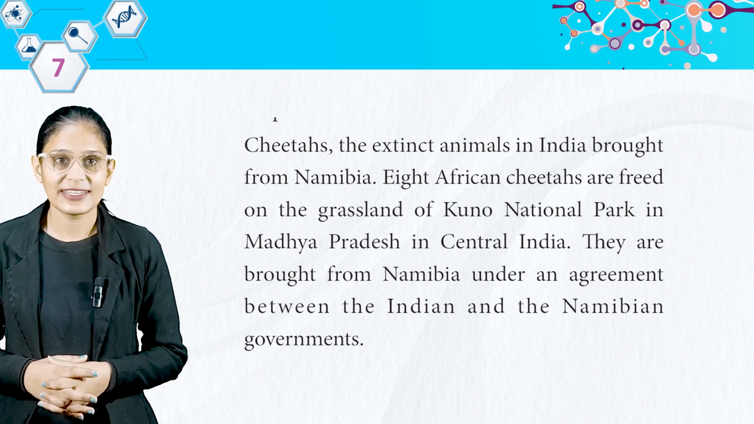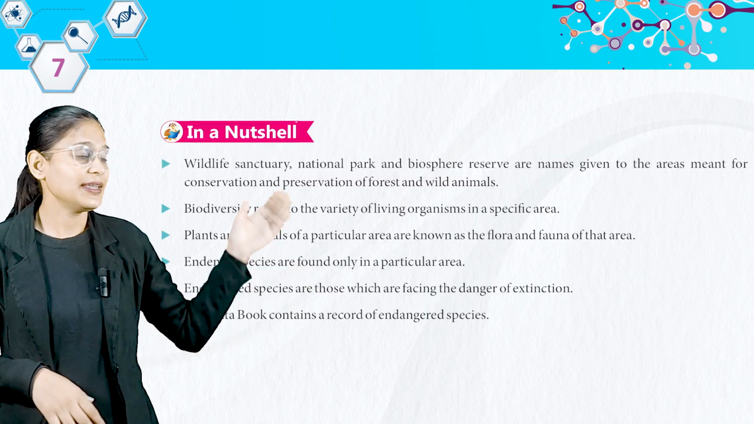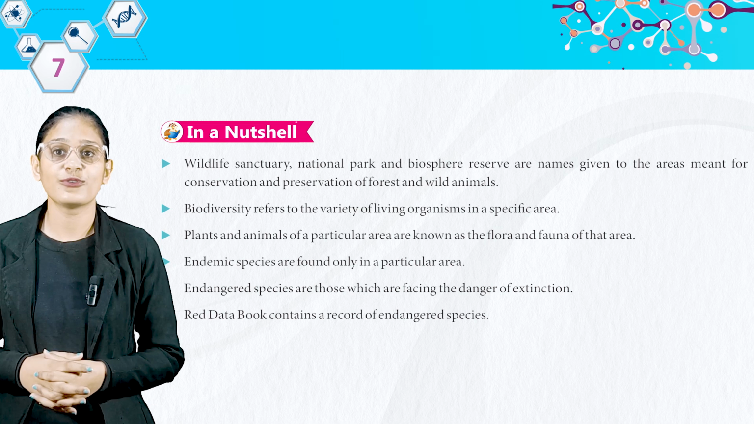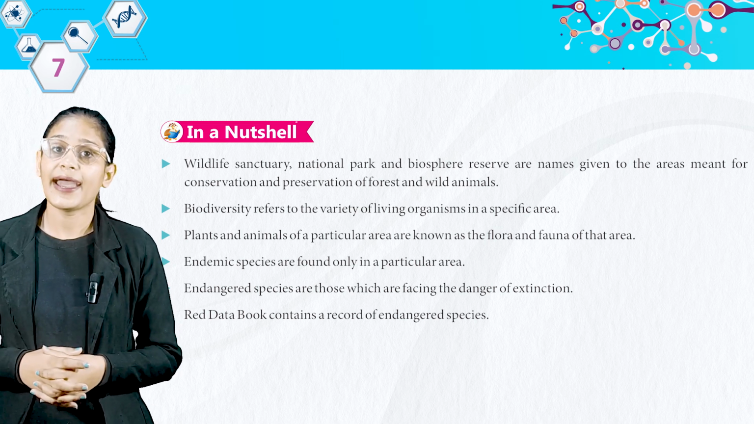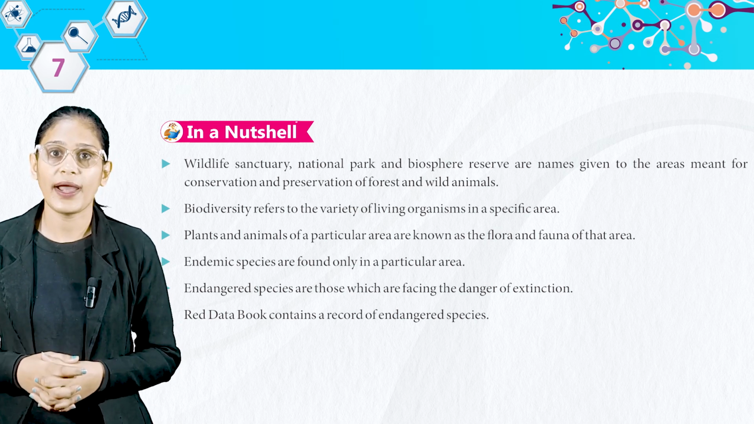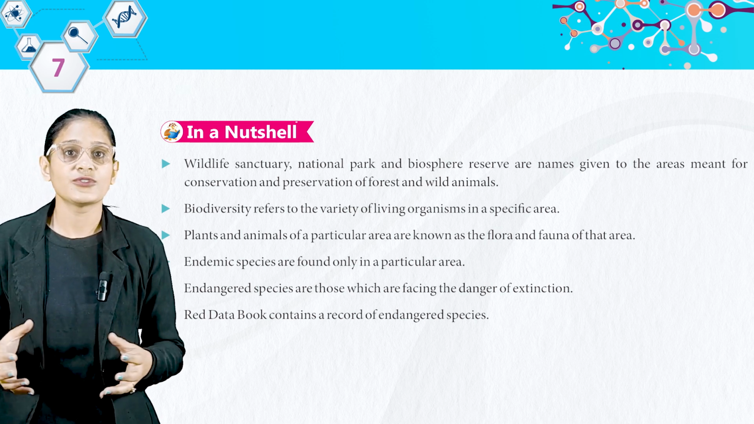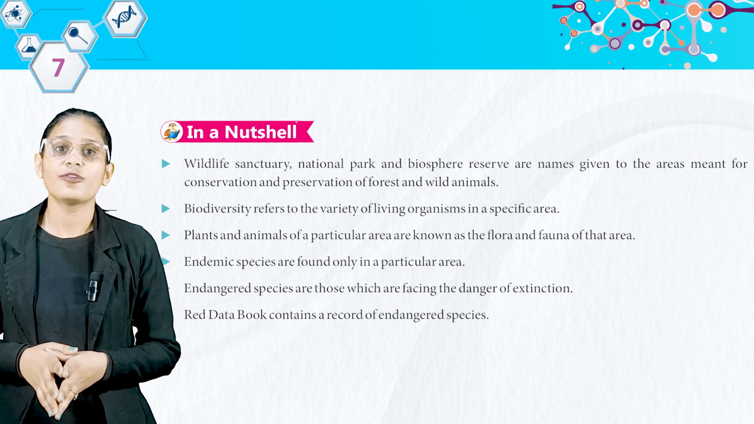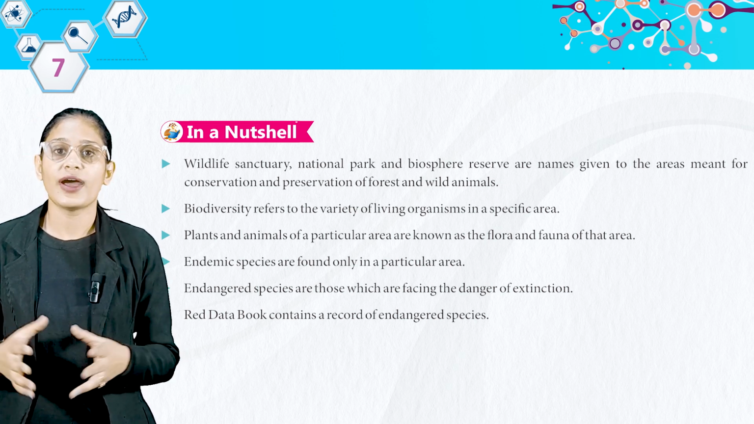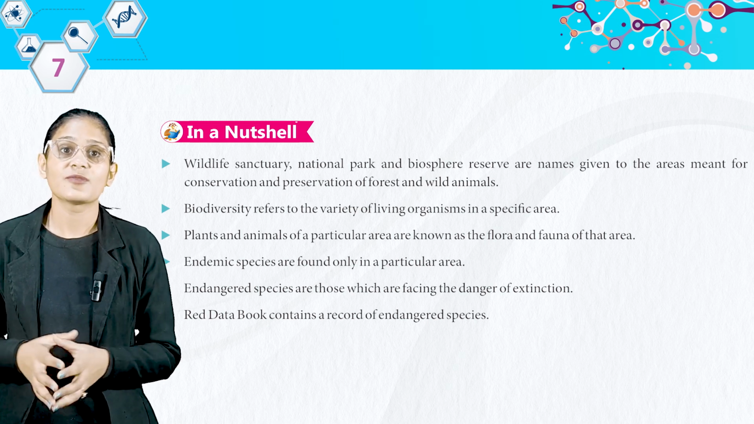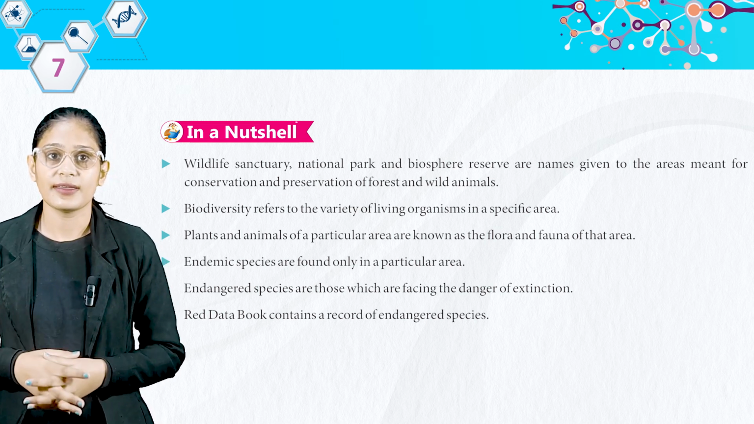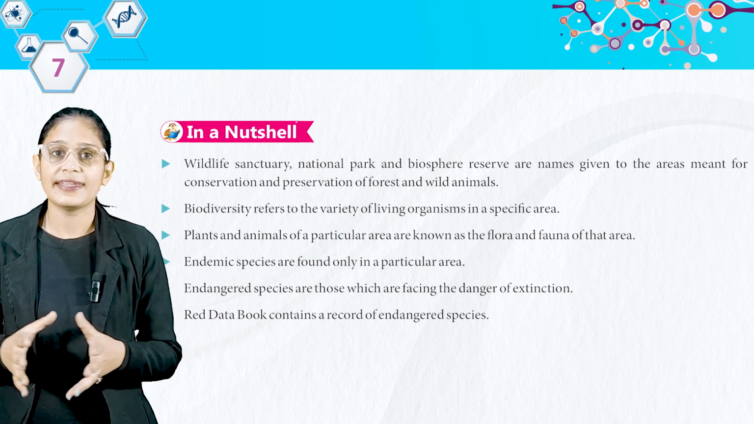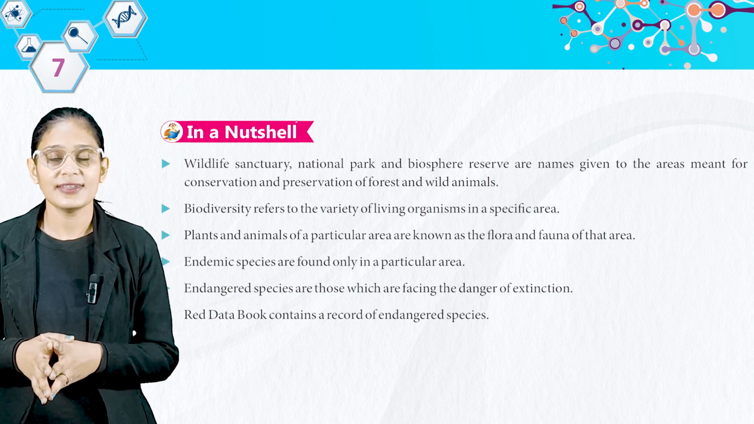Now students, what we learn in this chapter, we are going to discuss in a nutshell. Wildlife Sanctuary, National Park and Biosphere Reserve are names given to the areas meant for conservation and preservation of forest and wild animals. Biodiversity refers to the variety of living organisms in a specific area. Plants and animals of a particular area are known as the flora and fauna of that area. Endemic species are found only in a particular area. Endangered species are those which are facing the danger of extinction. Red Data Book contains a record of endangered species.